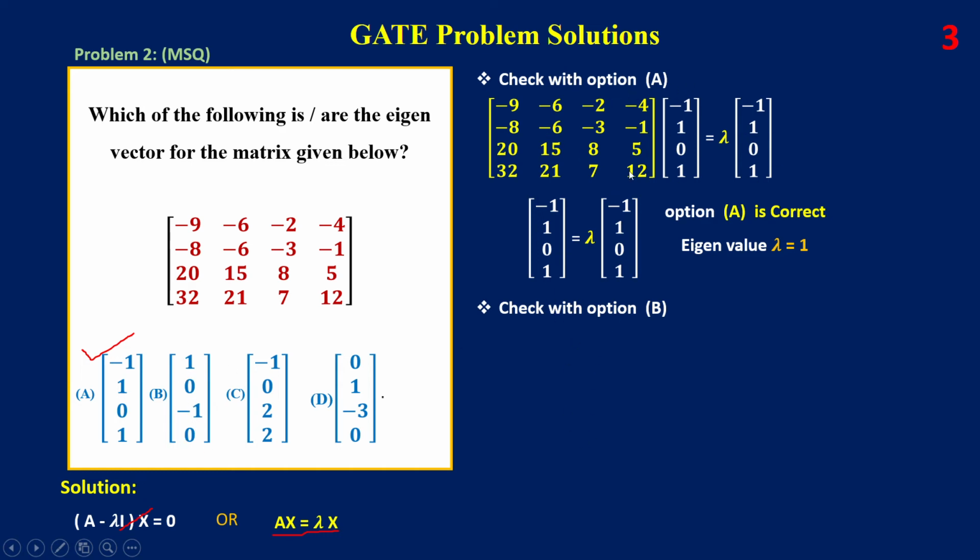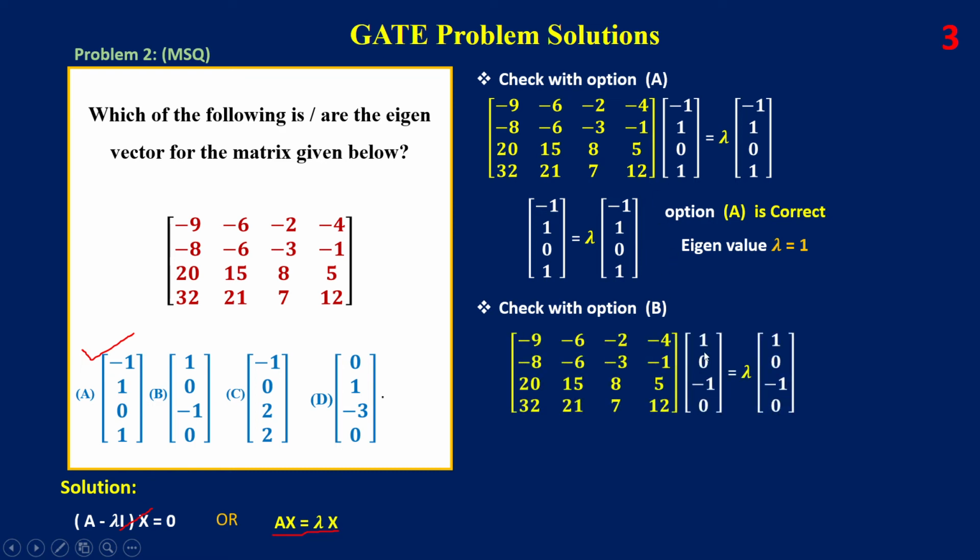Like this we are going to solve. 1, 0, minus 1, 0. So here minus 9 plus 2, that is minus 7. And here minus 8 into 1 plus 3, minus 5. And 20 into 1 is 20, and the third element is minus 8. 20 minus 8 is 12. And 32 into 1, 32, and minus 7. 32 minus 7 is 25.